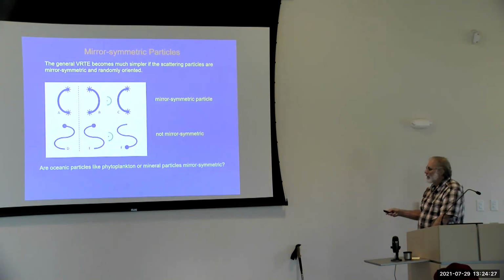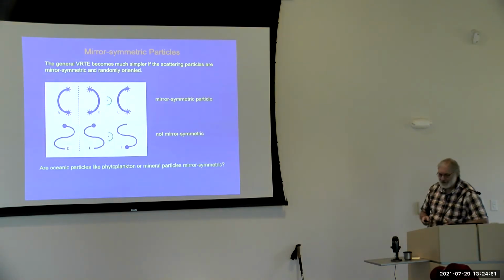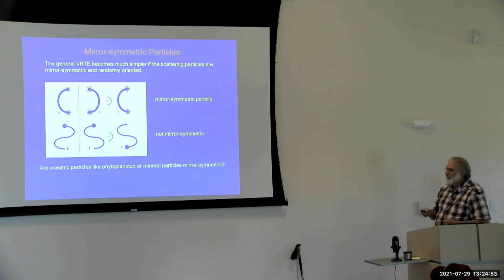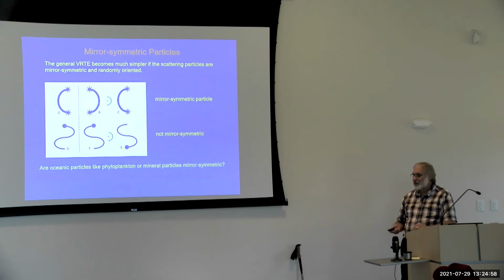Now here's another little particle. So that's a little phytoplankton. He's got a little head here. You reflect him in the mirror, it looks like this. And now you rotate this guy. Well, the head's on the wrong end. So this thing does not look like this one, whereas this one looks like this one. So this is not a mirror symmetric particle. So now the question is, do the particles like phytoplankton and mineral particles that we have in the ocean, are they mirror symmetric?